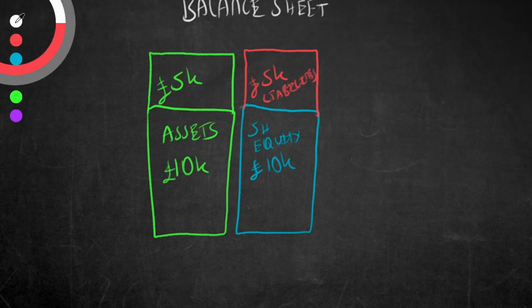So as you can see, both sides of this equation now balance. 5 and 10 is 15. 5 and 10 is 15. So you've got 15k on both sides. This is balance. Now let's spice it up again.